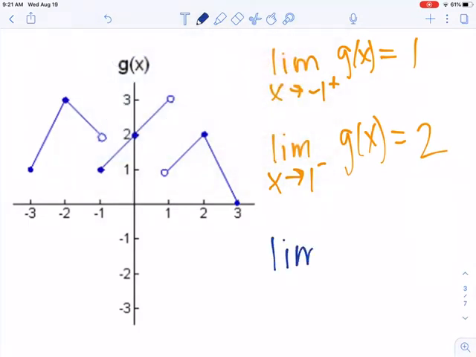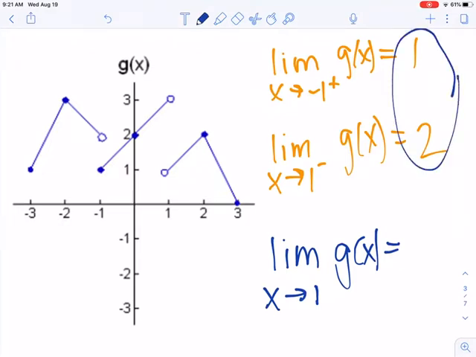So what does that mean? Well, when I ask you for the limit as x approaches 1 of g of x, notice how it's not from the right, it's not from the left, it's 1, so it's from both sides. Since the right and the left-hand limits don't match up, our limit does not exist. So we can say that it exists from the right, and that is 1. It exists from the left, and it's 2, but when we put them together, the limit as x approaches 1 doesn't exist since the left and the right are approaching different values.